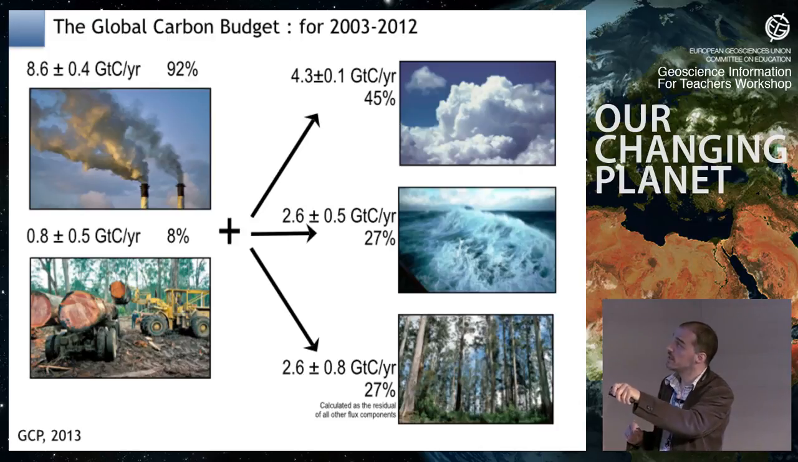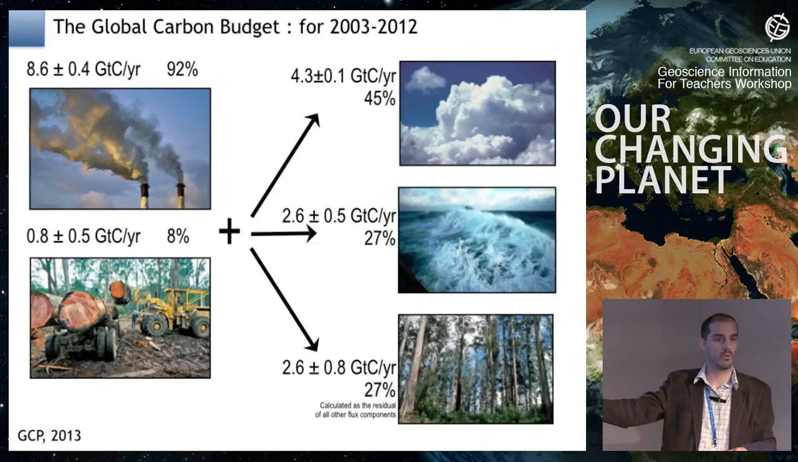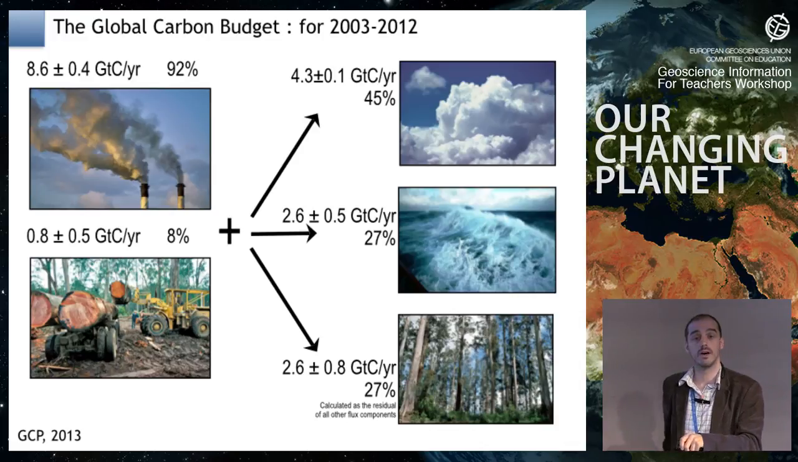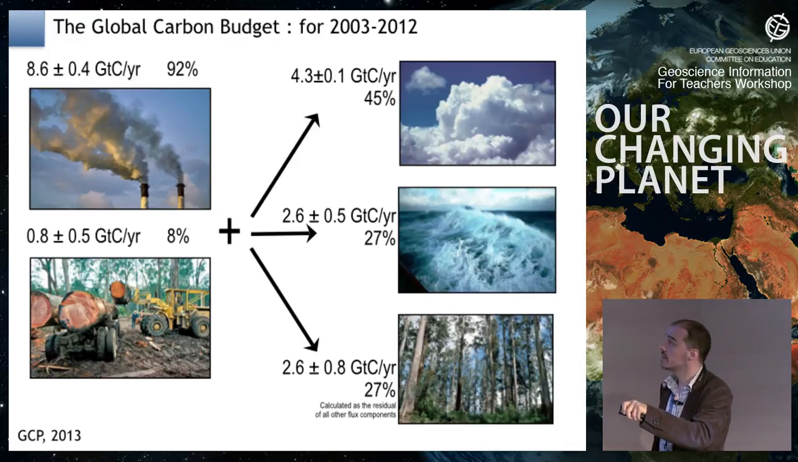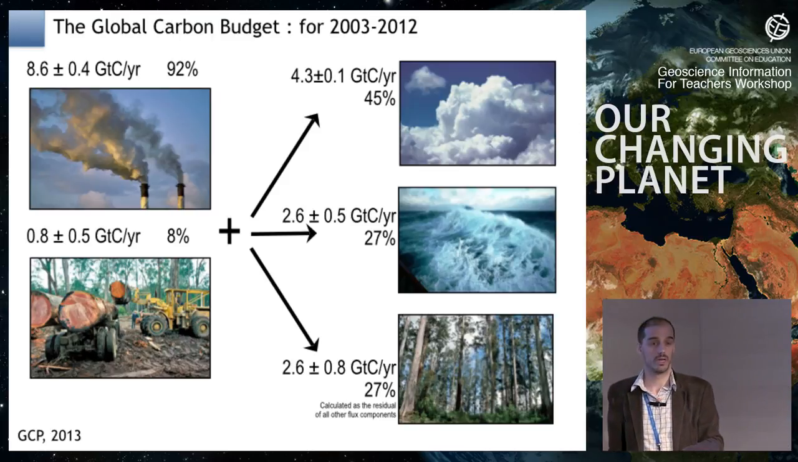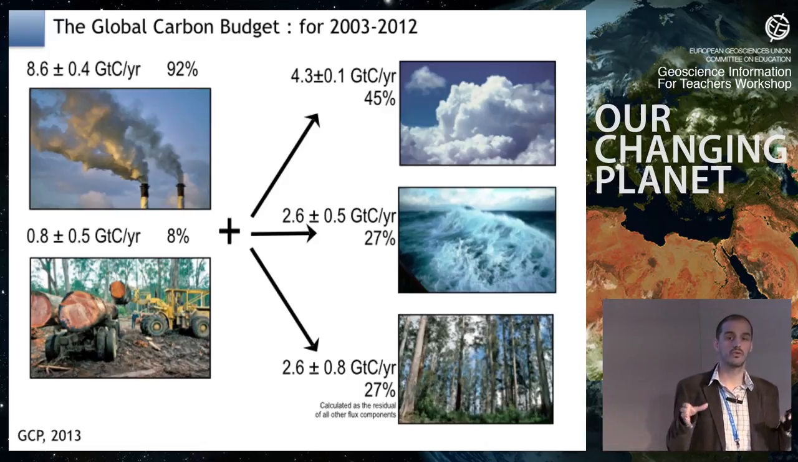What stays in the atmosphere, it's a bit less than 50%. That is causing global warming. And what is going into the ocean here and into the land biosphere. And you see that it's about half and half, 20% of the total emissions goes into the ocean, 2.6 gigaton of carbon per year, and the rest is going in the land biosphere. So both components, the ocean and the land biosphere, are equally important for today's carbon budgets.